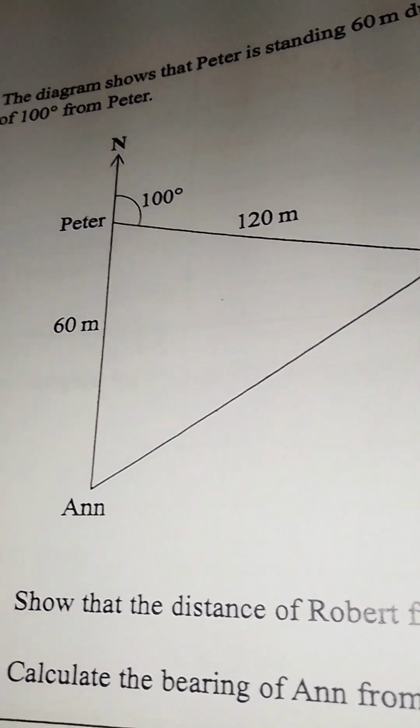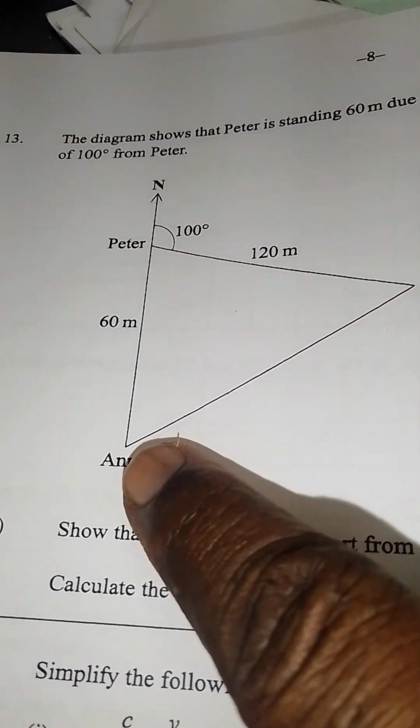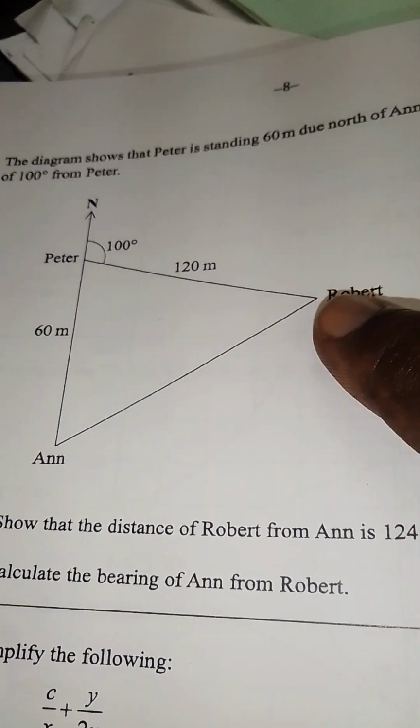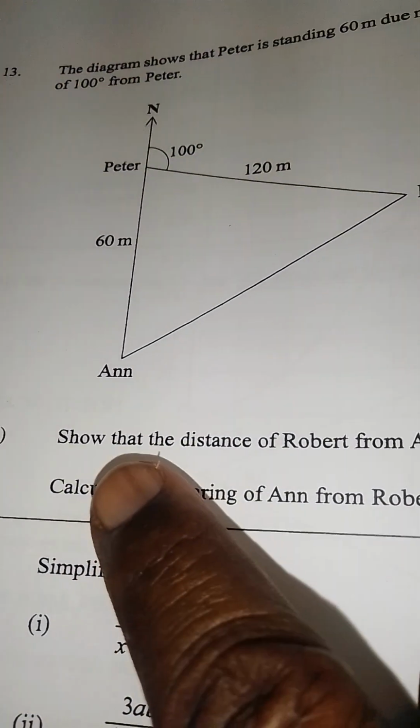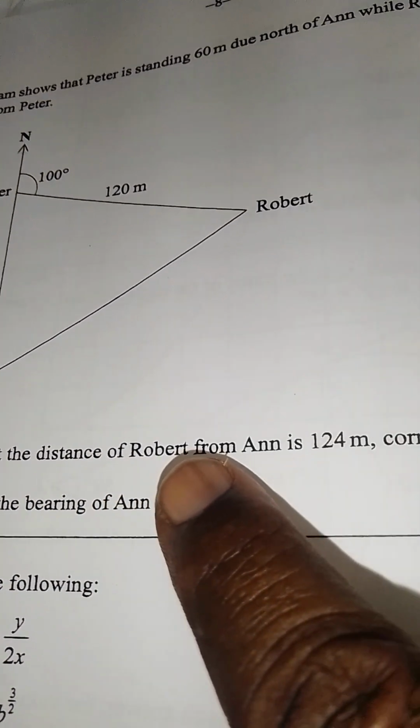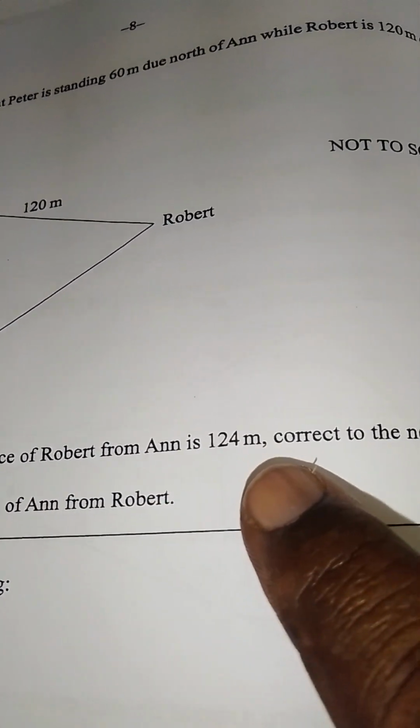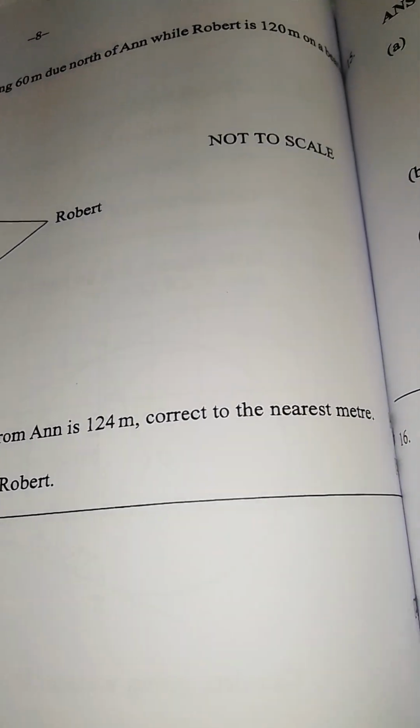2018, paper 3, number 13. Here we have this diagram. We've got Anne and Robert, sorry, and Peter. It says here, show that the distance of Robert from Anne is 120 meters, correct to the nearest meter.